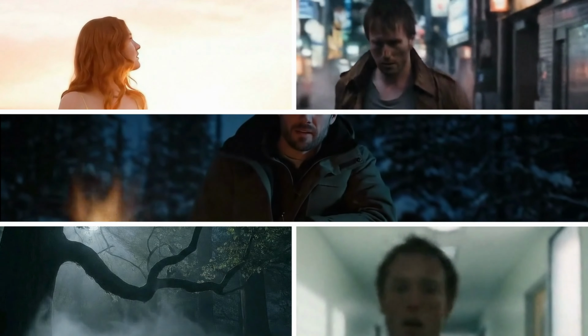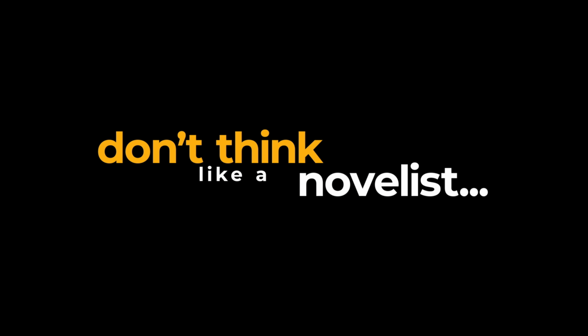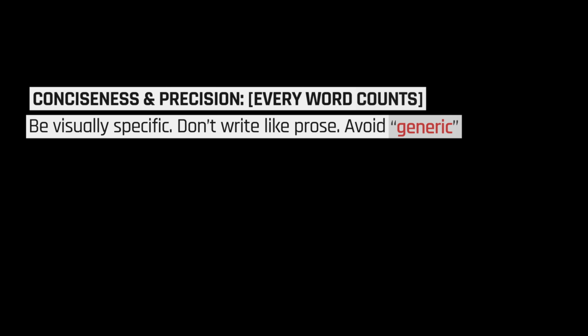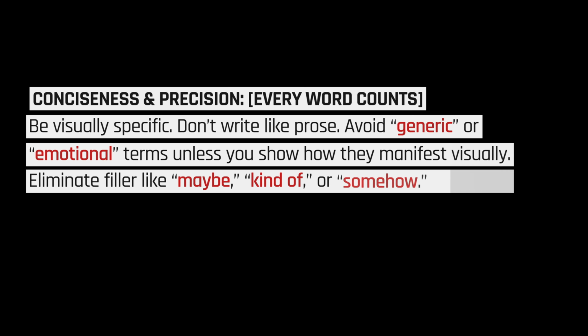By now, you've mastered visuals, motion, atmosphere, and framing. But there's one thing that can still break your prompt, and that's vagueness. Your words are the camera, and every single one has to earn its place. When you write for VO, don't think like a novelist. Tip 6, Conciseness and Precision, every word counts. Be visually specific. Don't write like prose. Avoid generic or emotional terms unless you show how they manifest visually. Eliminate filler like maybe, kind of, or somehow.